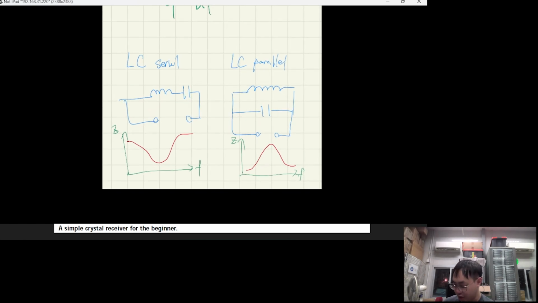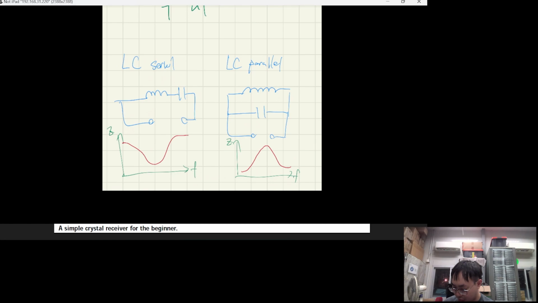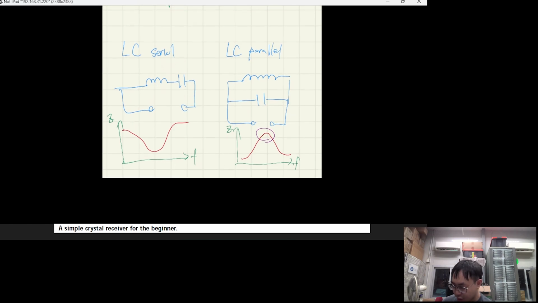Why for the crystal radio do they need to use a high impedance resonance? Resonance will interrupt the circuit, right? It will put a very high, like friction. Imagine friction. The resistance is very big, and it will cause signal loss. You don't want to have a very great resistance at the desired frequency. Why do they still use the LC parallel?